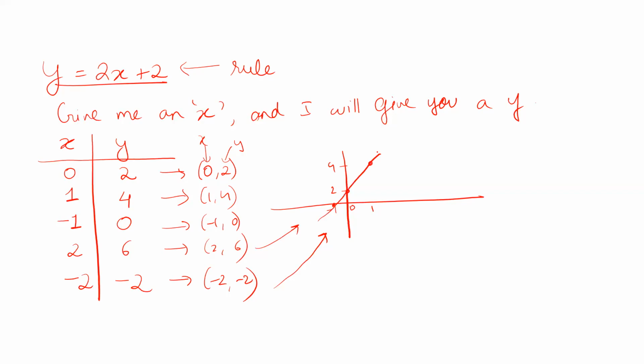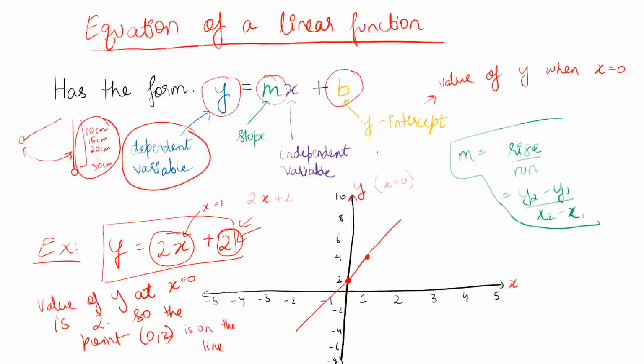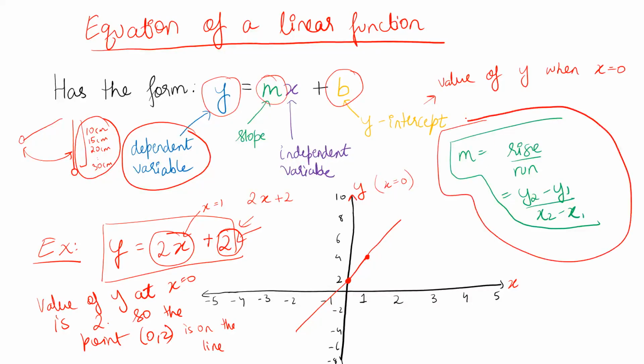Okay, great. So that's basically how you plot a straight line, right? You have an equation, y equals mx plus b. M is a slope, and what the slope is saying is this. This is what the slope is saying.